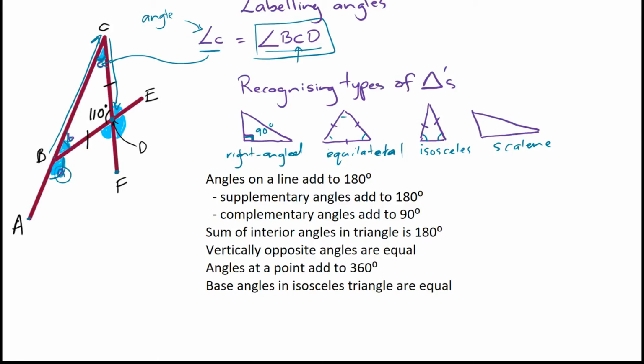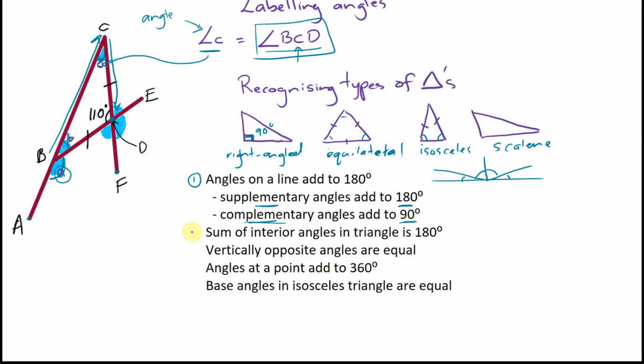Okay, let's have a look at all the basic angle rules. So the first rule here, angles on a line add to 180. So if you have a line and you've got angles on the line, so for example we've got four angles, 1, 2, 3, 4. Those four angles add up to 180 degrees. So angles on a line add up to 180. Supplementary angles are angles that add to 180, and complementary angles are angles that add to 90 degrees.